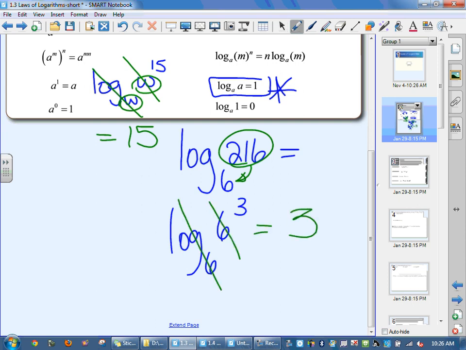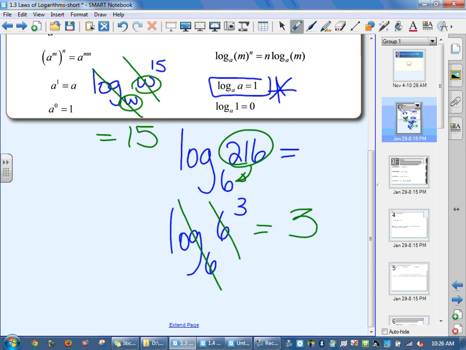Now you can solve it with change of base the way we did before, where we took log 216 divided by log 6. You can still do it that way. You'll still get the same answer, 3. This is how we would simplify it without using our calculator, just using the rules. So let's take a look at the very last one now.